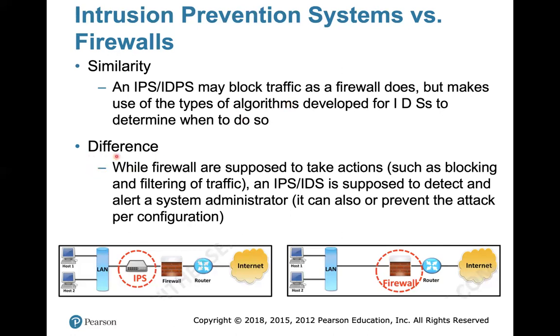So now let's look at the difference. What is the difference between the IPS and a firewall? In a firewall, we always expect the firewall to take action. Whatever happens, for example unsafe traffic, an unsafe application, an unsafe protocol, or unsafe communication, the firewall is supposed to stop it. The firewall is supposed to block it.